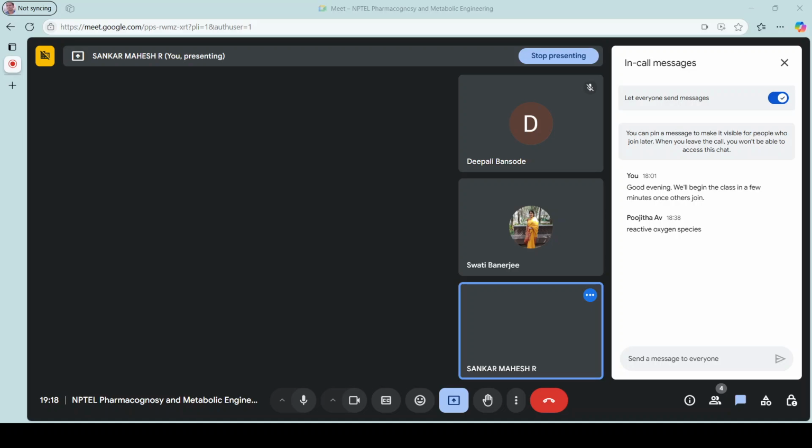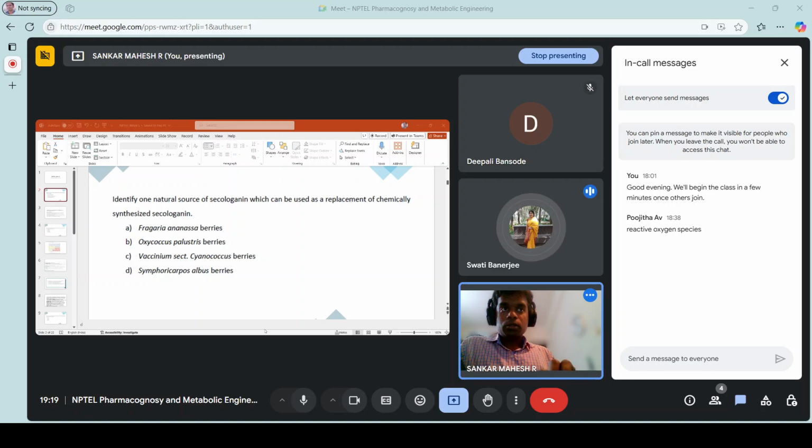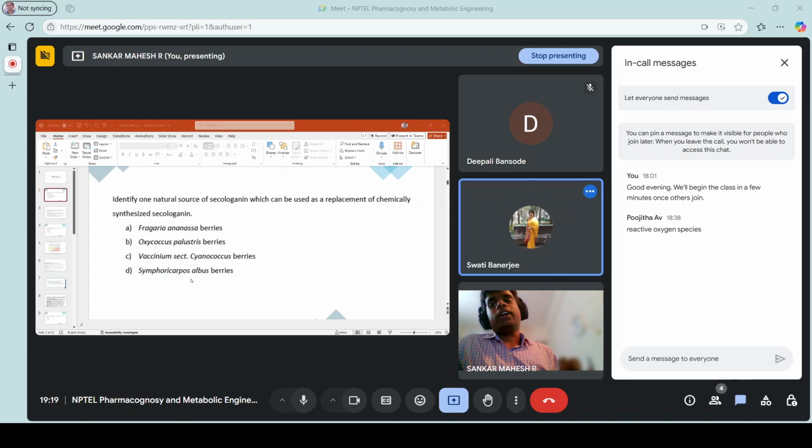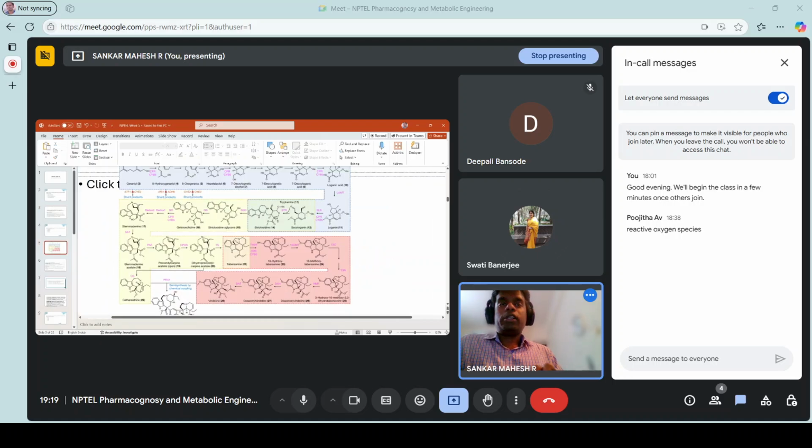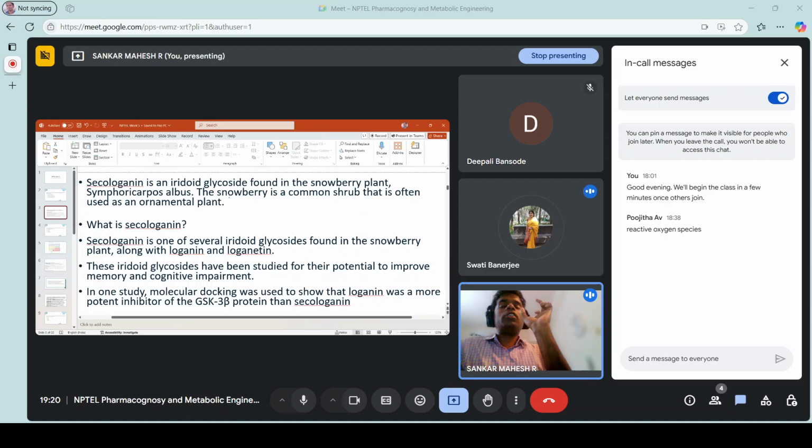Yeah, you can unmute. I think the snowberry, Symphoricarpos albus berries. Yeah, that's the right answer. That's the only one that has secologanin. And this again is similar to one of the compounds that we saw here, strictosidine, in that this is also a glycoside. Glycoside means it has a glucose moiety attached to it. So secologanin is also a glucoside. Glycoside and glucoside are interchangeable.